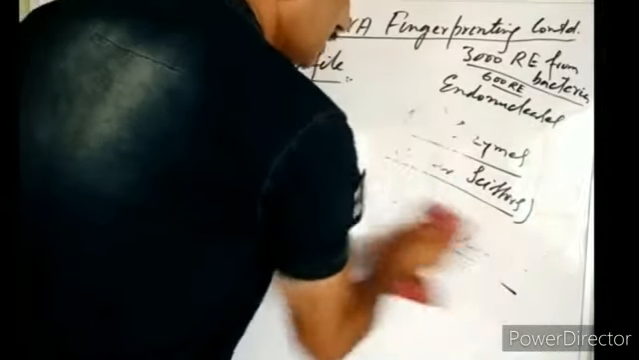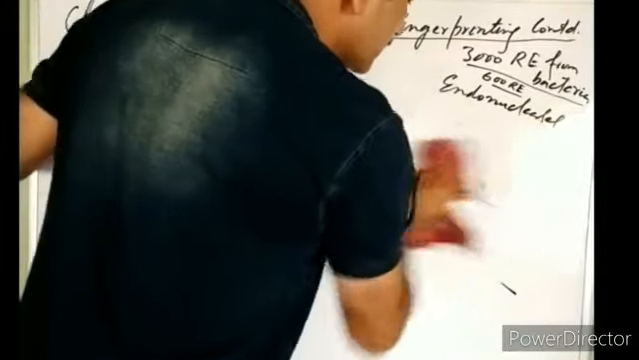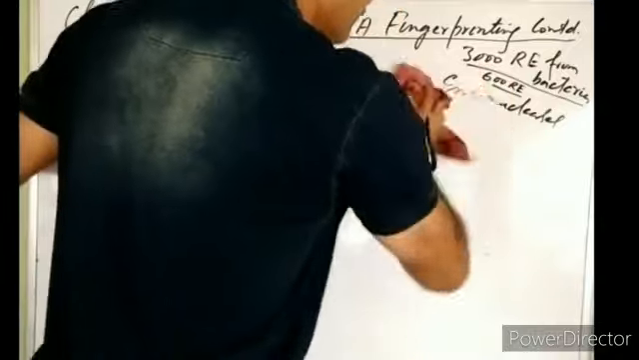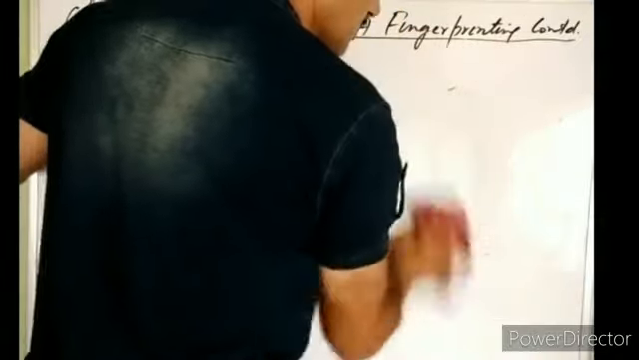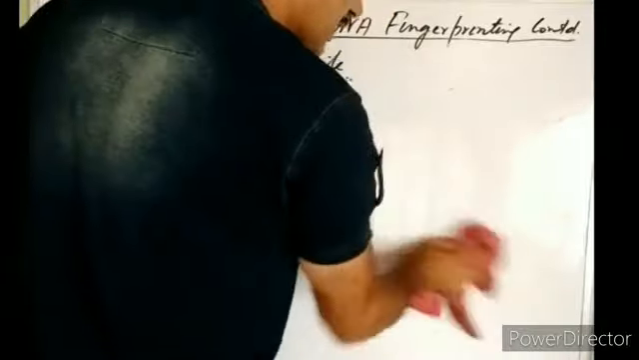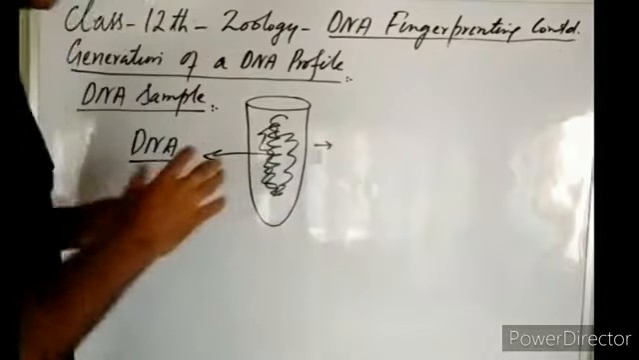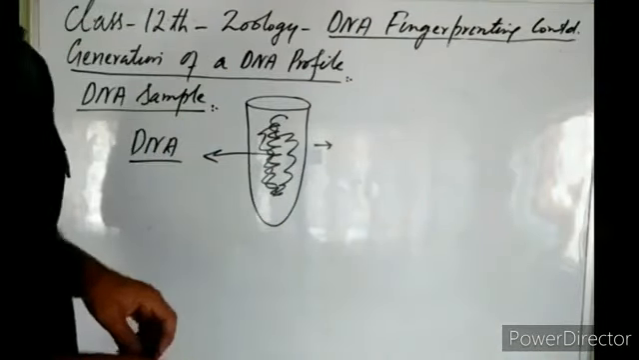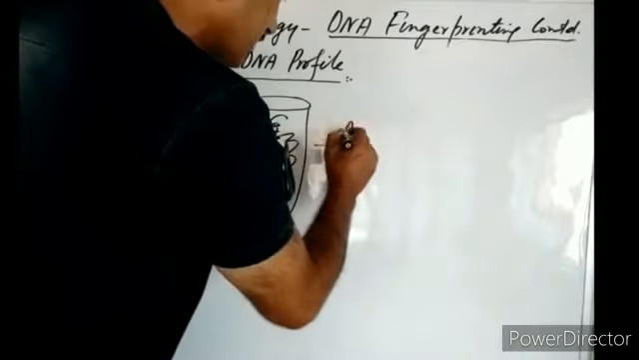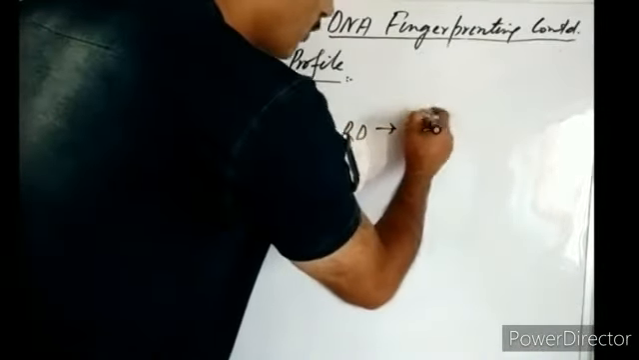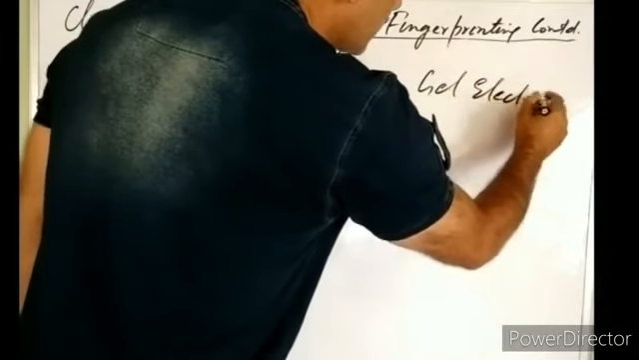Now these small manageable fragments are sorted according to their length. When scientists cut the DNA into small fragments, some of the fragments are very small, some are large. So they need to sort out these fragments of different lengths. For that purpose, after restriction digestion, they go for gel electrophoresis.